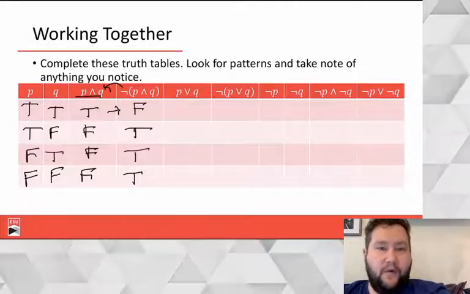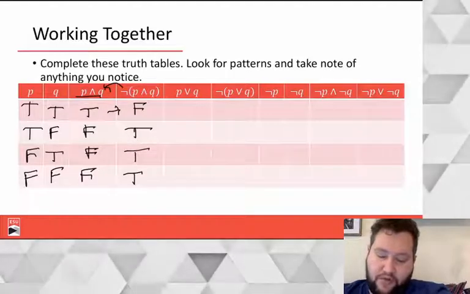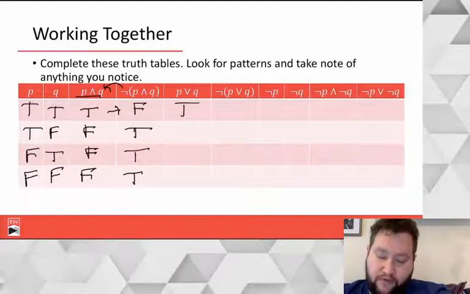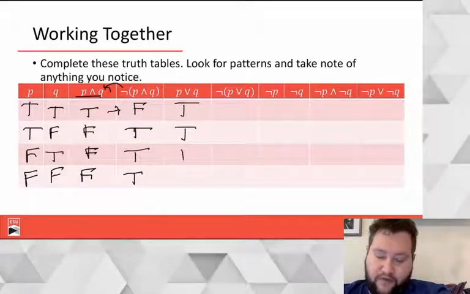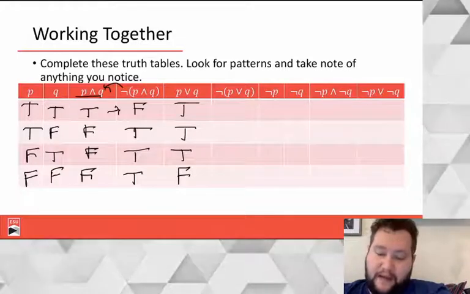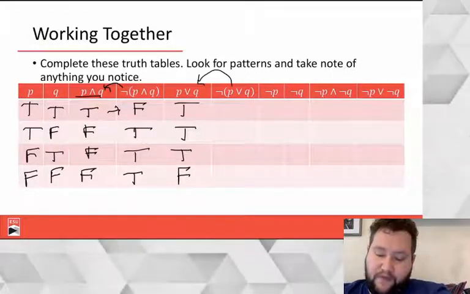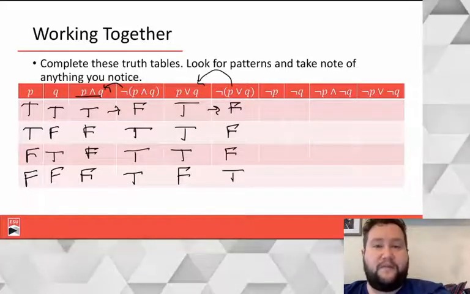And then if we look at the or, and so now we have to go look back at those first two again. True or true is true. True or false is true. False or true is true. False or false is false. And now negating that column, true becomes false, true becomes false, true becomes false, and false becomes true.